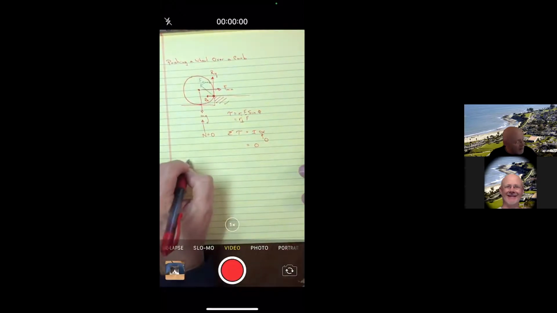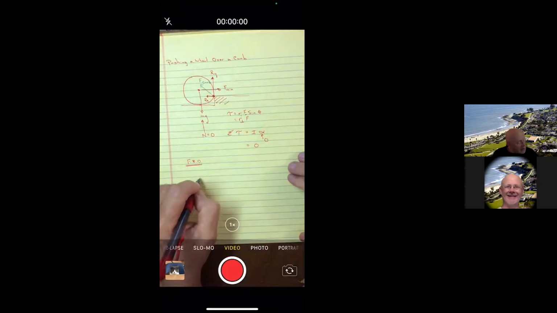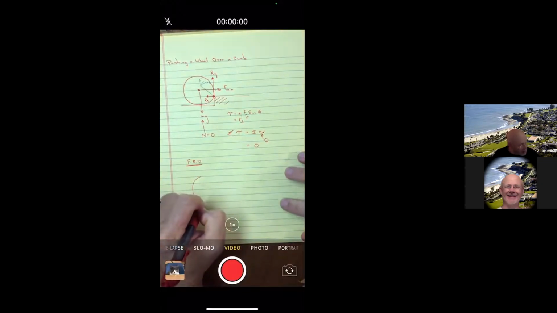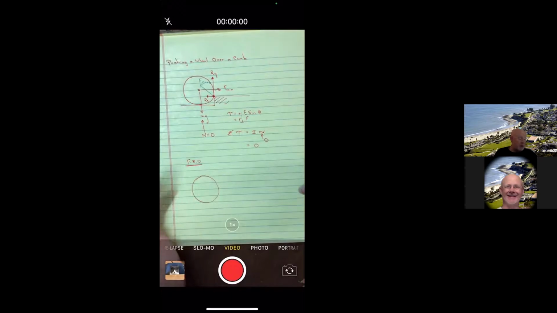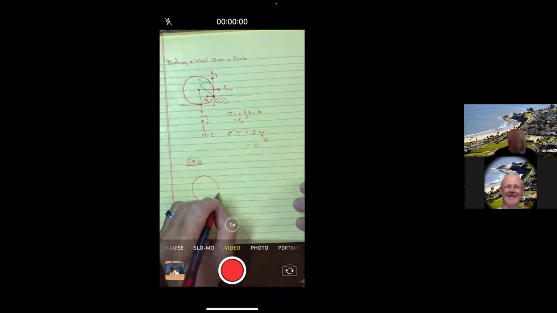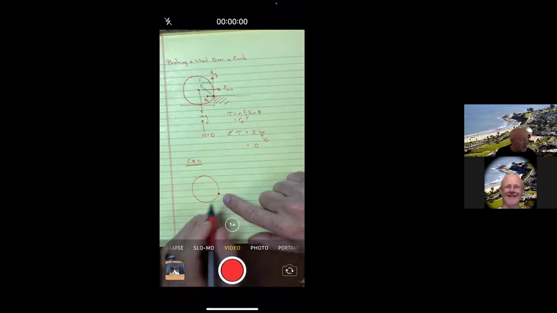Now, let me do a better free body diagram here, okay? Because now that we have a good physical picture of what's going on, and what I mean by that then is right here is going to be the pivot point I will calculate.